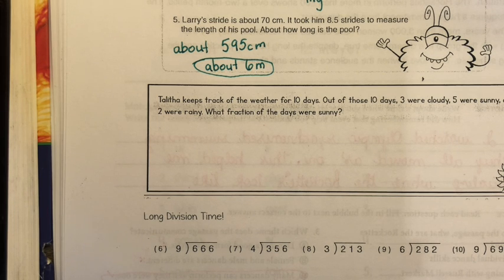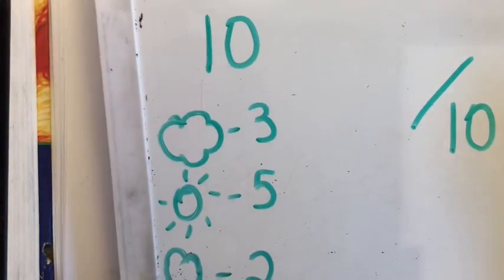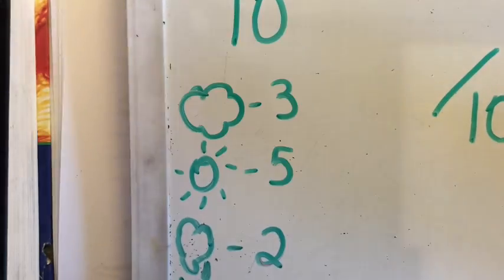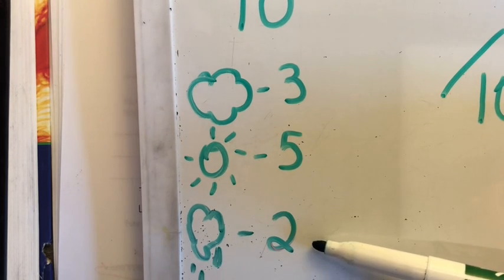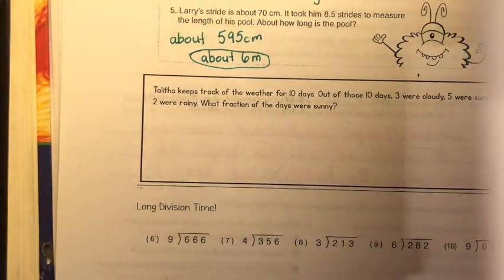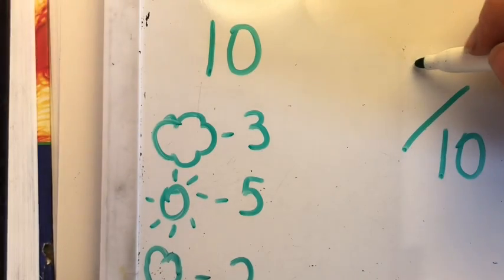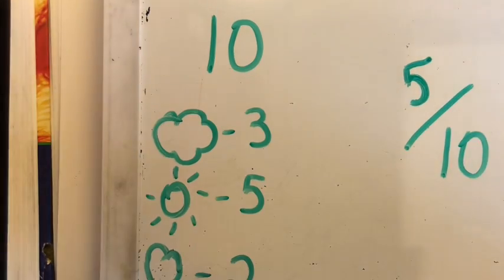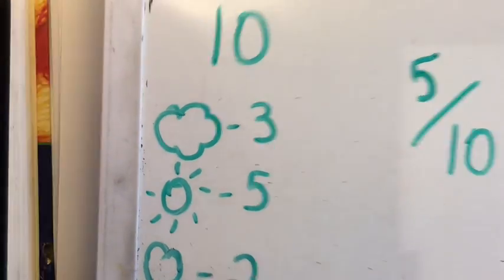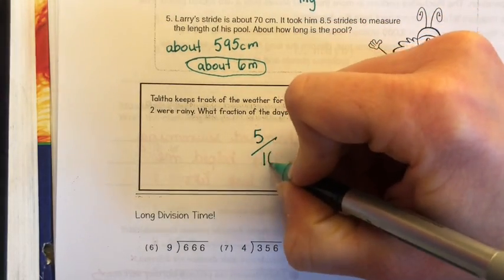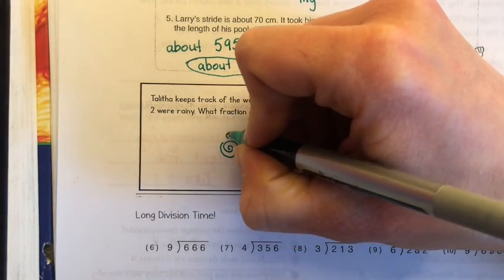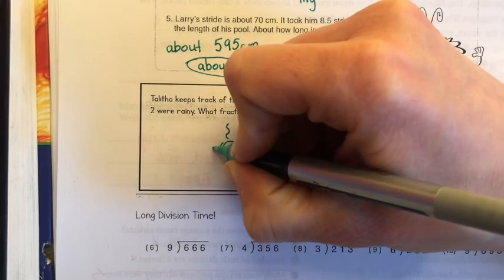and rainy was 2 days. Okay, so I drew this out. We know that it's going to be out of 10 days. We have 3 cloudy, 5 sunny, and 2 rainy. The question is asking what fraction of the days were sunny. So we just have to go 5 out of the 10 days. 5/10 of the days. 5 out of 10 days were sunny. You can even draw a sun if you'd like.